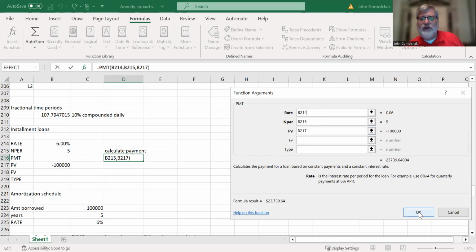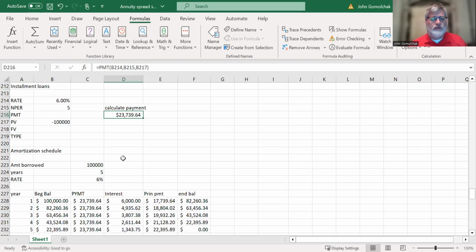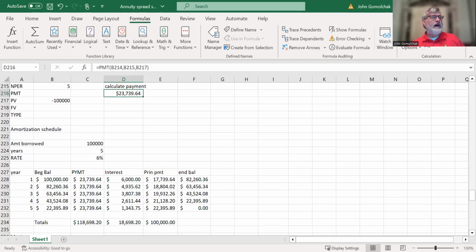All I do is I hit OK. It comes back with the payment being $23,739.64, which, strangely enough, is exactly what the book says the answer should be. So our formula worked just fine. All right, now let's talk about an amortization schedule. I'll go back to the book for a minute.